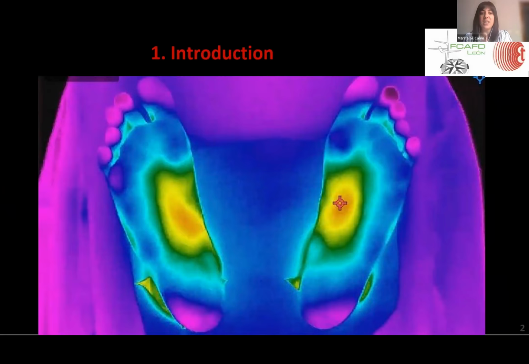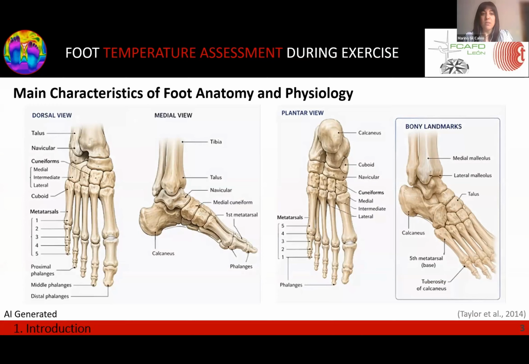To begin with, it's important to briefly understand the characteristics of the foot, as it has a highly distinctive anatomy and physiology, and this will directly influence the thermal behavior of this region. The foot is the most distal region of the body, and it acts as a support and a structural platform for our entire body, bearing substantial loads during human locomotion.